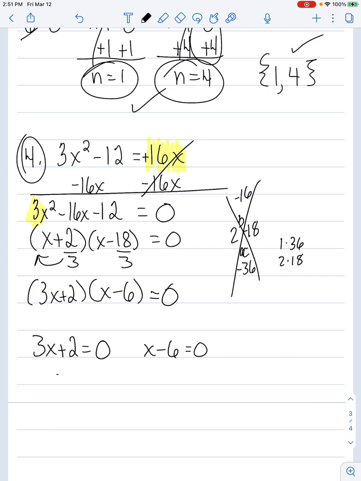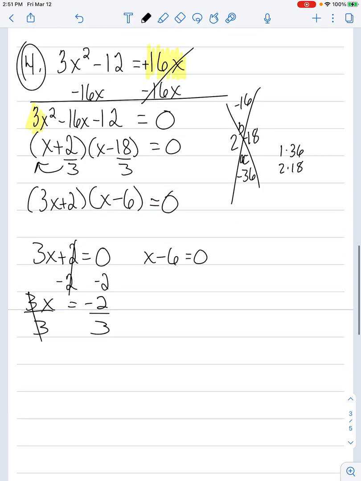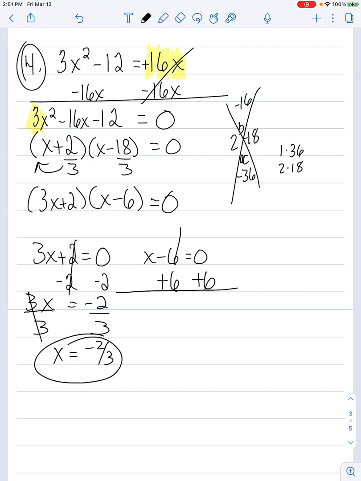All right, so on the first one, we're going to subtract 2 from both sides. You get 3x equals negative 2. Divide both sides by 3. So our first 0 is negative 2/3. Over here, we want to add 6 to both sides. So we get x equals 6. So our solution is negative 2/3, comma 6. Those are our zeros or our solution.